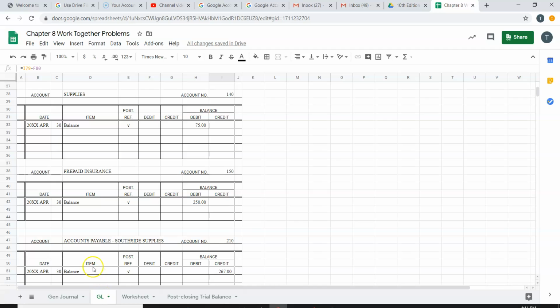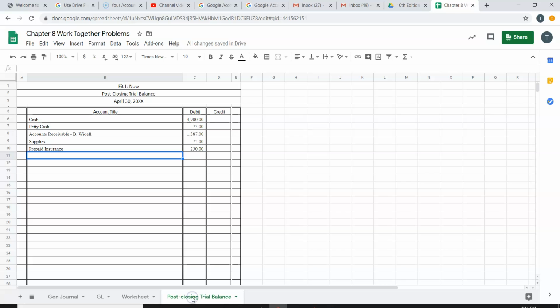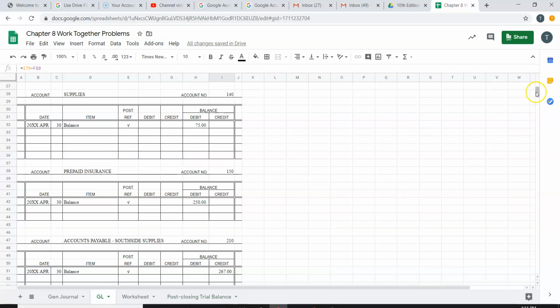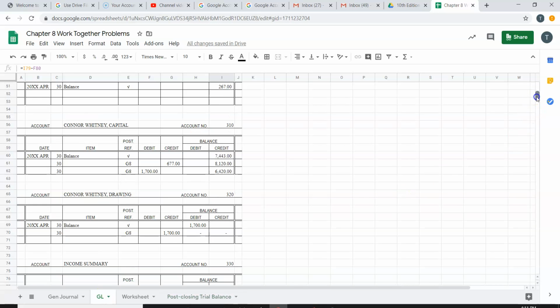All right, moving forward, I have an accounts payable for Southside Supplies. I owe them $267. Make sure you note that this is a credit balance and needs to be on the credit side. So I'm going to go back to the post-closing trial balance here. Again, make sure you're on the credit side. There's 267. Scroll down a little further. And I've got Connor Whitney Capital. It has a credit balance of $6,420.